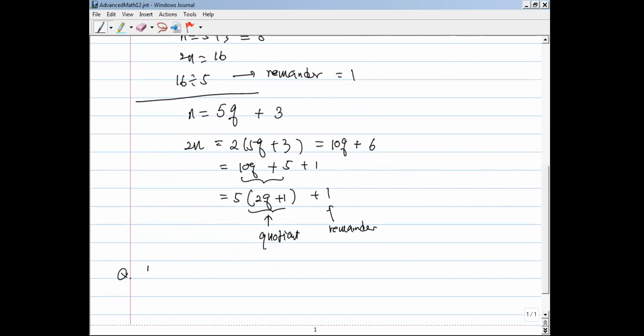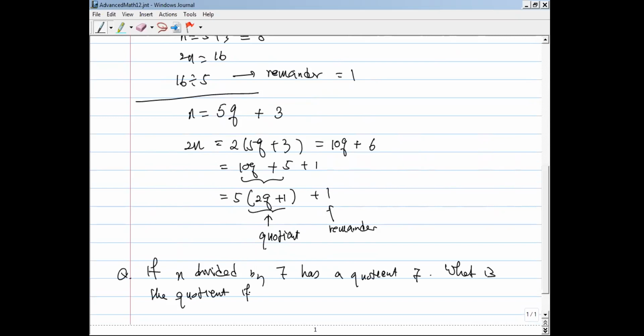If n divided by 7 has a quotient of 7, what is the quotient if 2n is divided by 7?